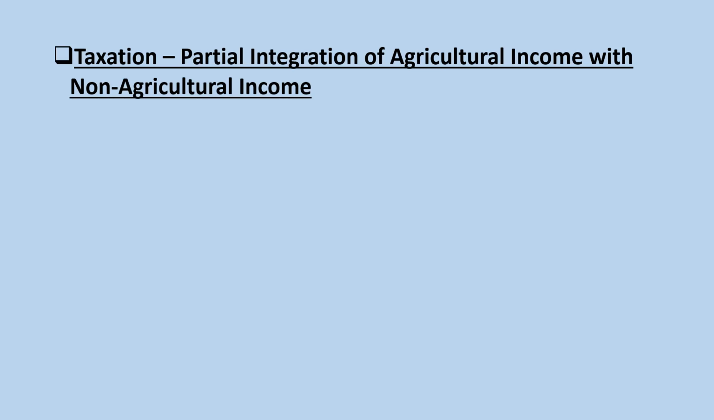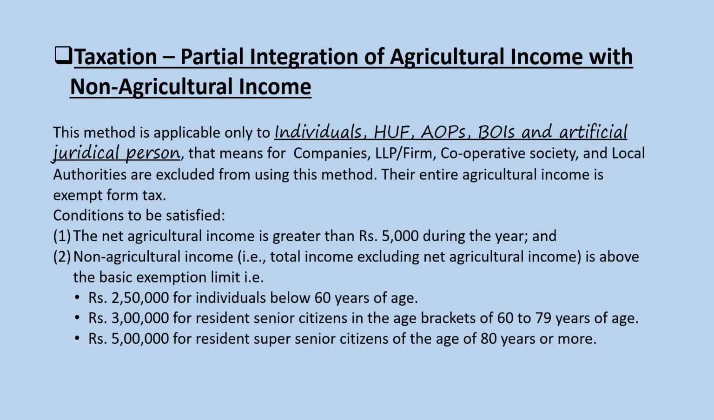Taxation, partial integration of agricultural income with non-agricultural income. This method is applicable only to individuals, Hindu undivided families, association of persons, body of individuals, and artificial judicial person. That means companies, limited liability partnership firms, cooperative societies, and local authorities are excluded from using this method. Their entire agricultural income is exempt from tax.